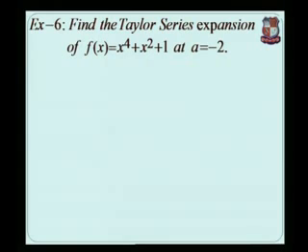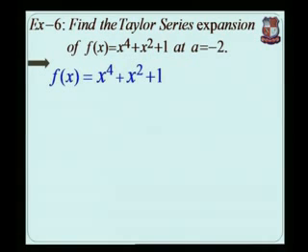Same type, same example: find the Taylor series expansion of the function f(x) equal to x raised to 4 plus x square plus 1 at the point a equal to minus 2. In our previous two examples, we took a as a positive number. Now in this example, we take a as negative. So the function is f(x) equal to x raised to 4 plus x square plus 1.